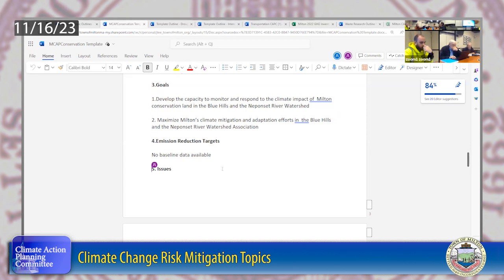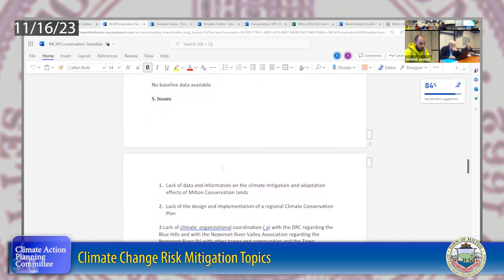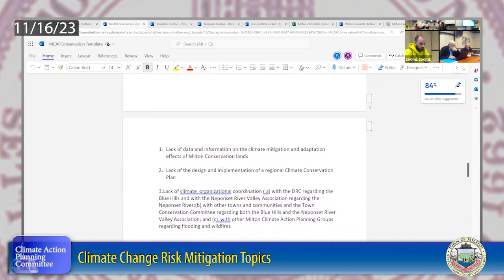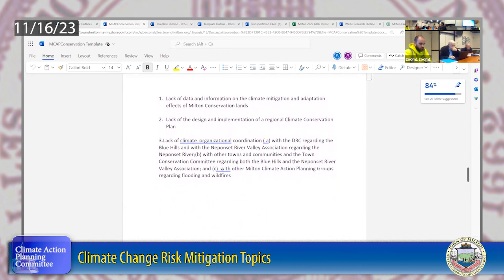So the issues, short, medium, and long term, include this lack of data and the lack of vision, design, and implementation of a regional climate conservation plan. And finally, a lack of any kind of coordination on climate with the DRC and with other towns and communities.